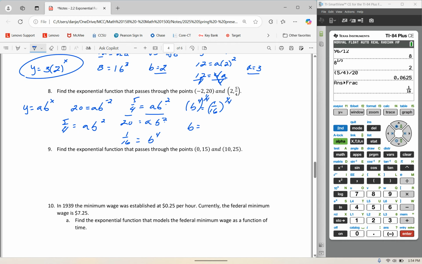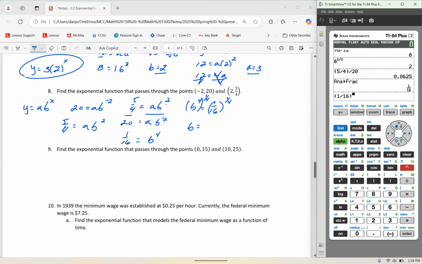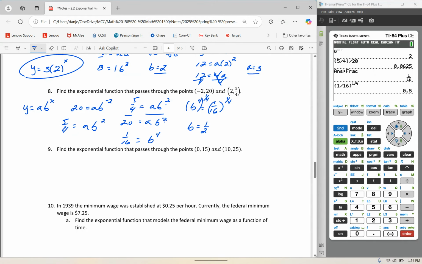So I have 1/16. Now I can just press what I want to do here. Well, let's not do that. 1/16 to the 1/4 power is 0.5, or 1/2. So b is 1/2.